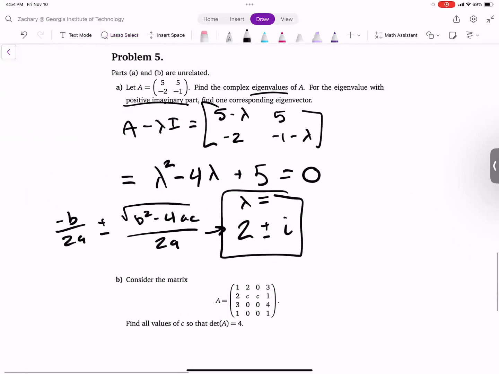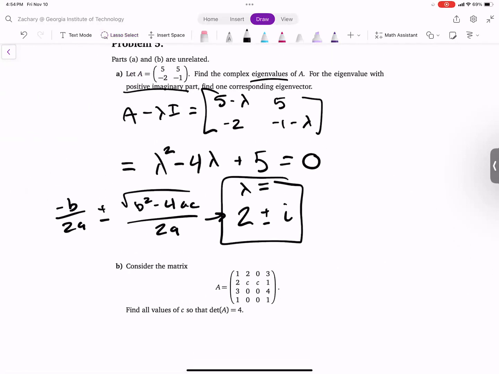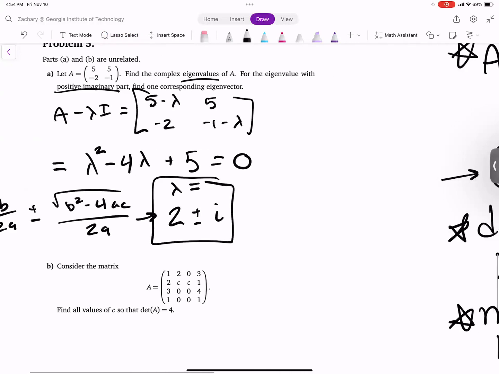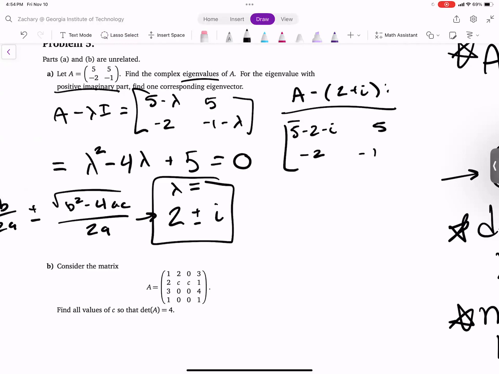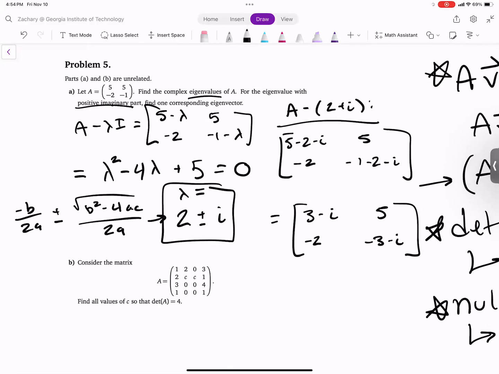So now we have to find an eigenvector corresponding to the eigenvalue. Now we're looking at A minus (2 plus i) I. What we find is 5 minus 2 minus i, 5, -2, -1 minus 2 minus i. So this is A minus lambda I.